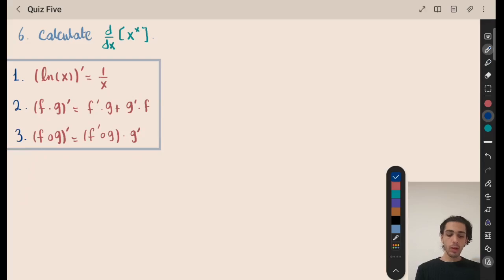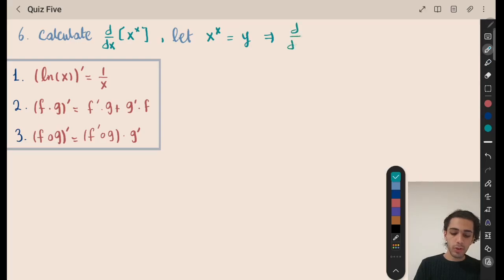So, how would you do this problem implicitly? Well, you would start by letting your weird, obscure function x to the x be equal to y for some y. So let's say it's equal to some value. Then in that case, the derivative with respect to x of x to the x is going to be the derivative of y with respect to x. Or I could say the rate of change of y with respect to x.